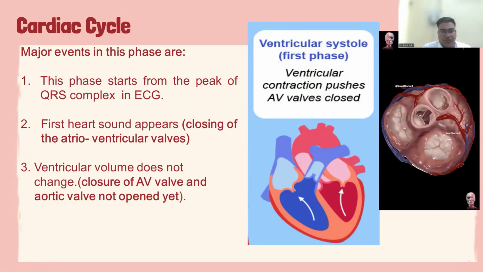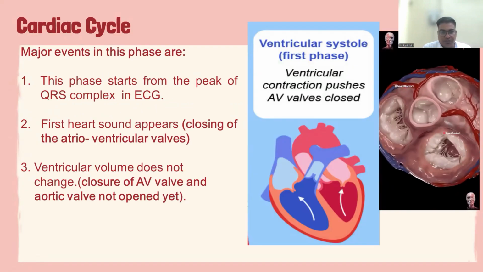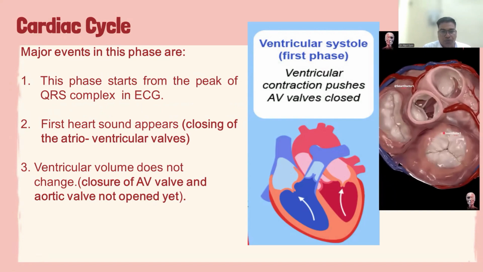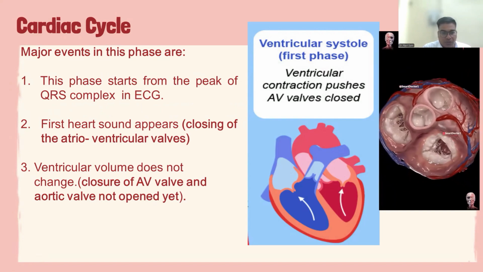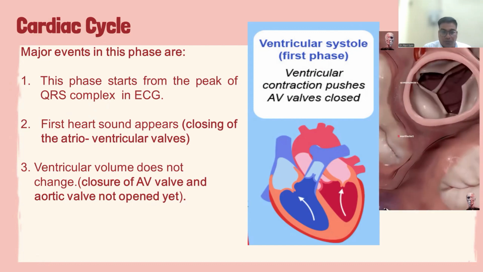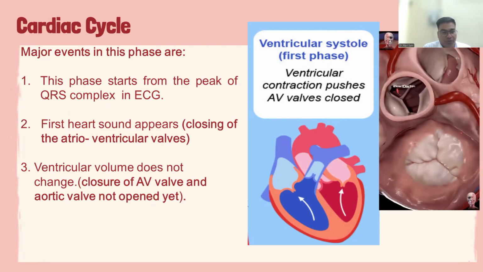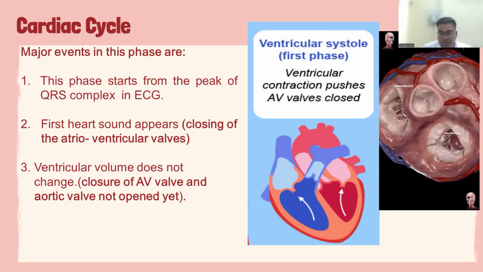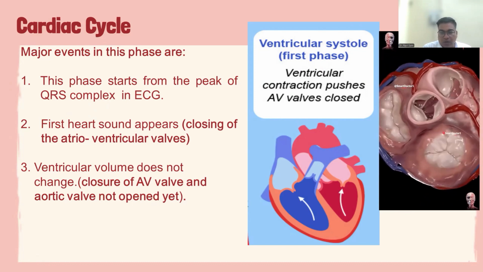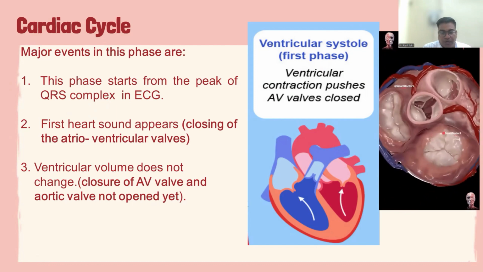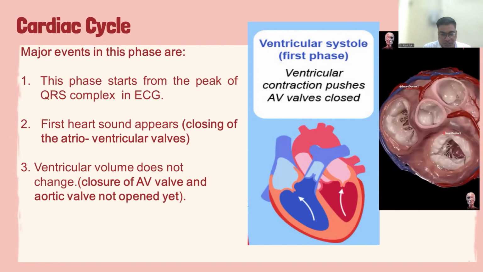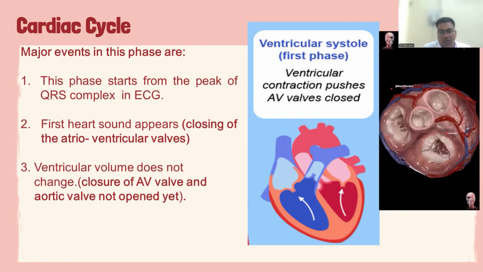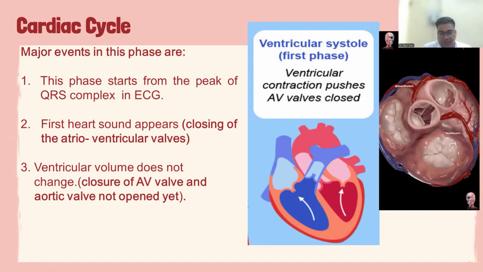This phase starts from the peak of QRS complex in ECG. First heart sound appears, which is due to the closing of the atrioventricular valves. Ventricular volume does not change because of closure of AV valve, and aortic valve has not opened yet. So basically, blood is not entering into the heart or going outside from the heart. So the volume of blood is same. That's why this condition is called isovolumetric contraction.